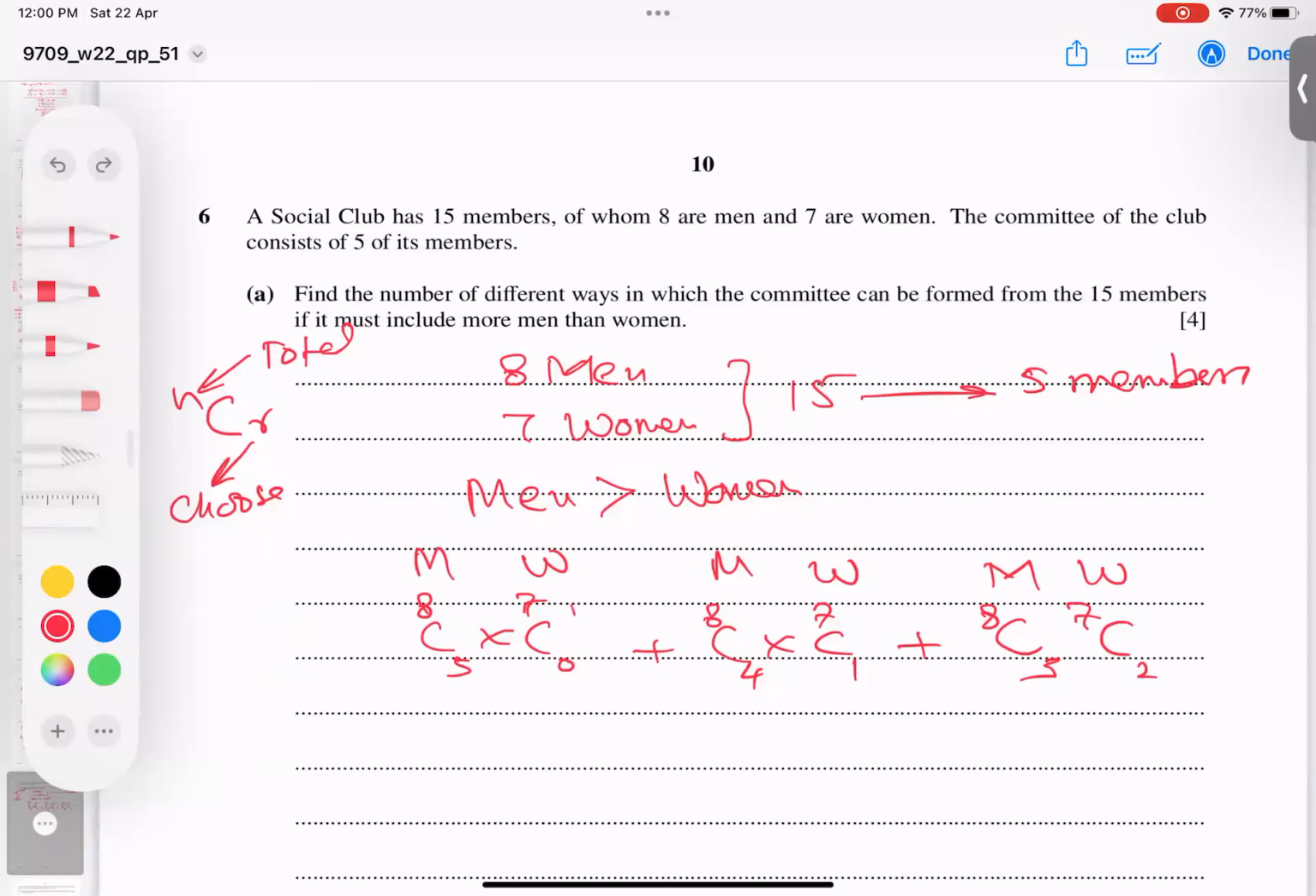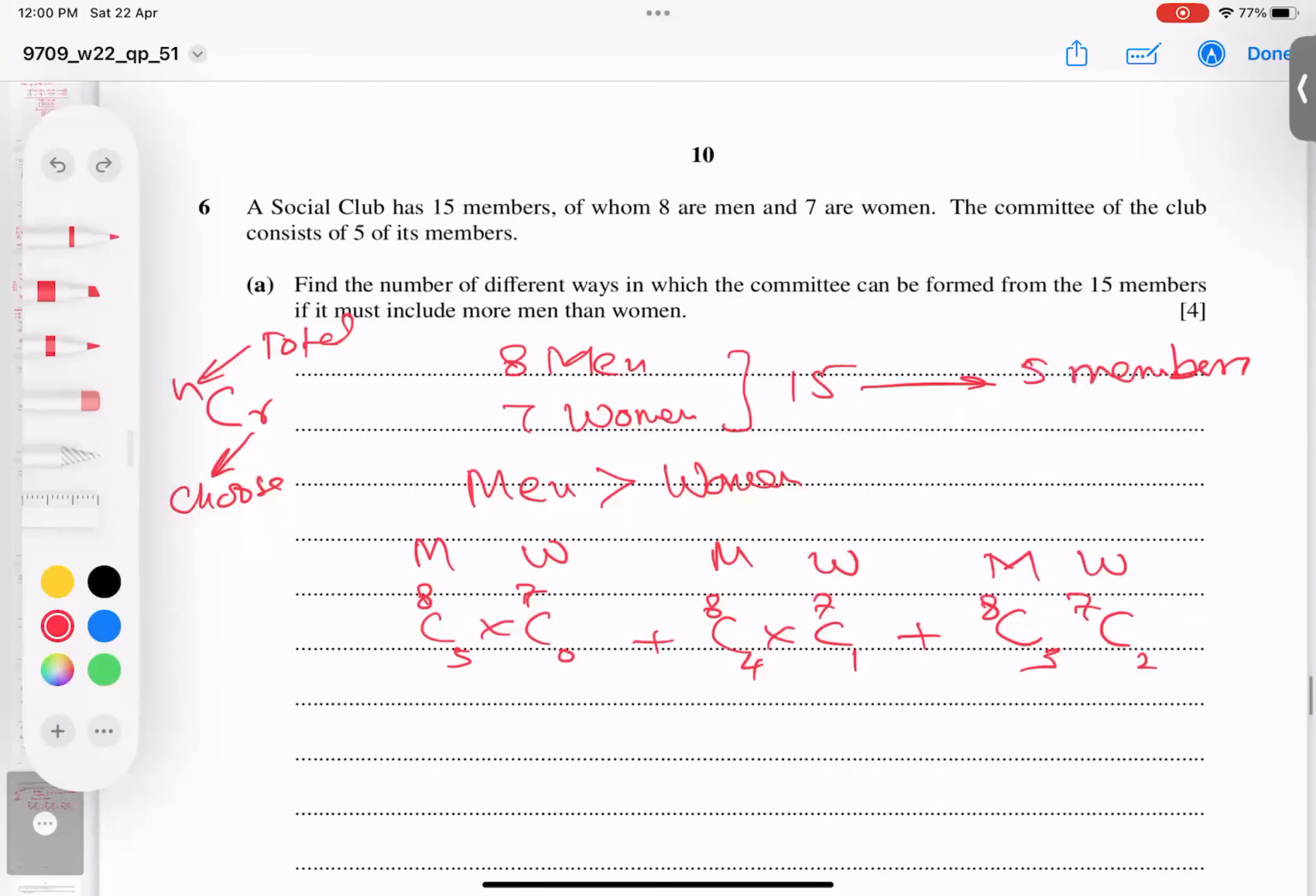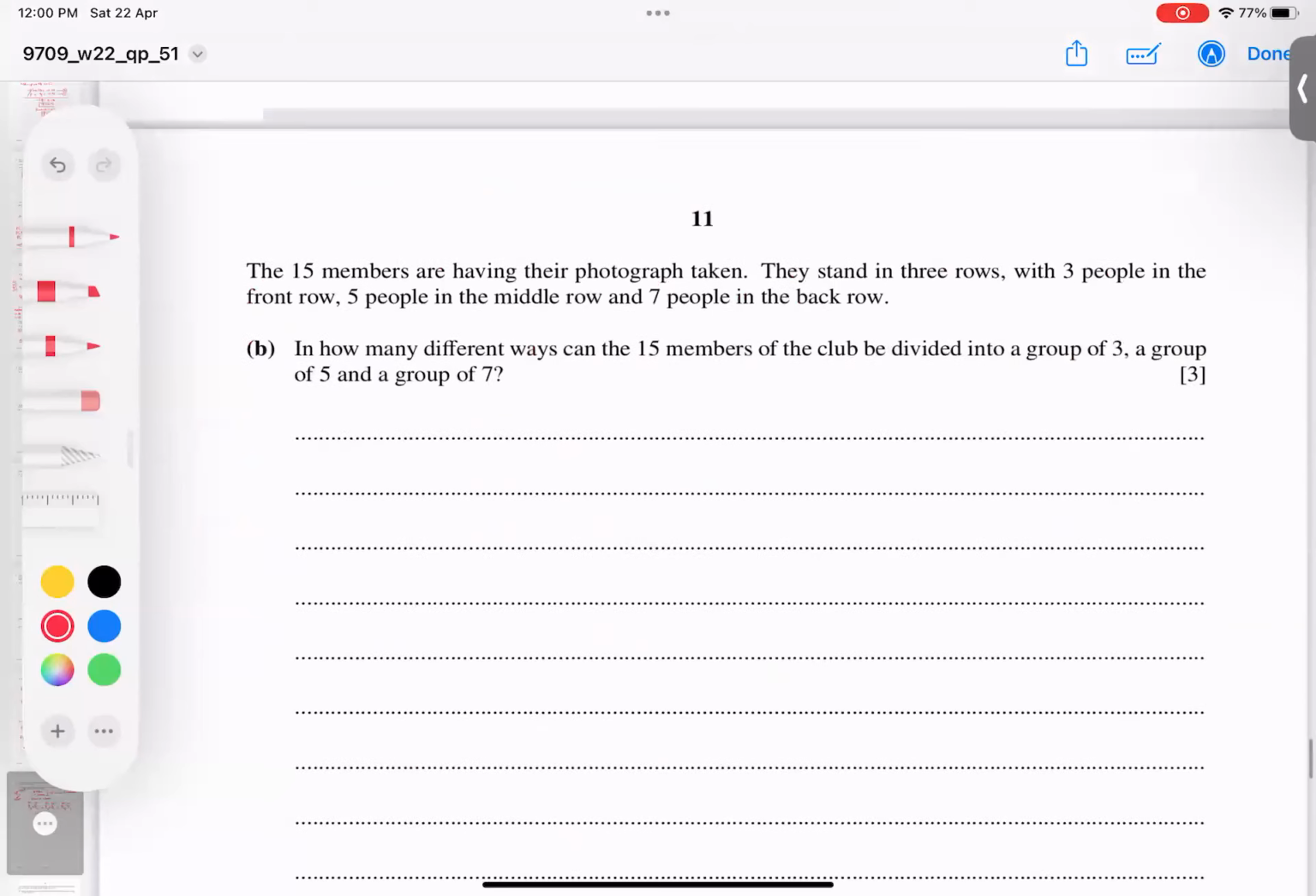And now I'm going to type 7C0 is 1. This 7 is, okay, just typing in a calculator. And if you type in the calculator, this answer is finally coming: 1722. I hope the idea is clear. Next part.